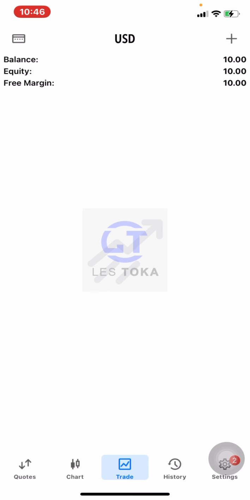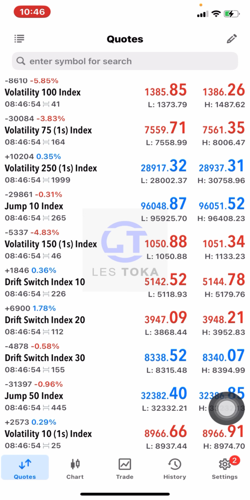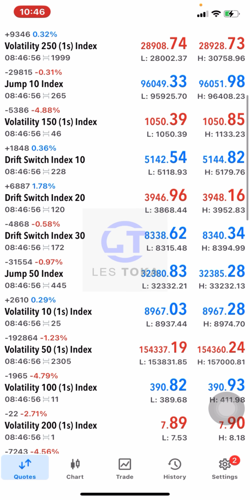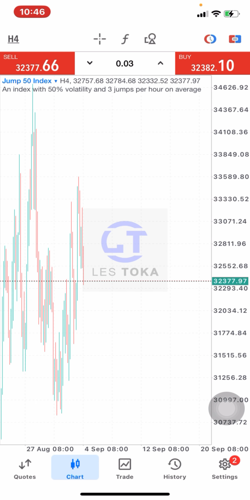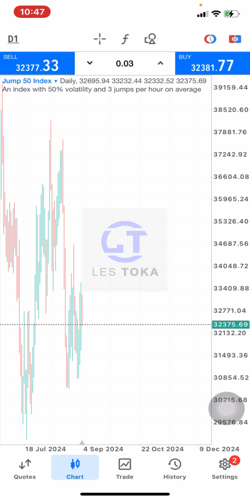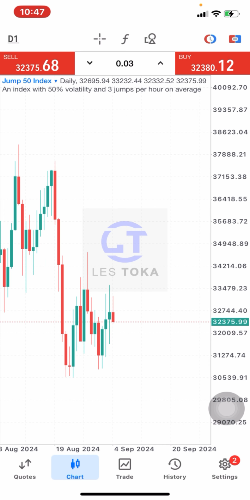So $10, what am I going to trade here? Earlier I've spotted something nice on Jump 50, and let's just go to the daily time frame.